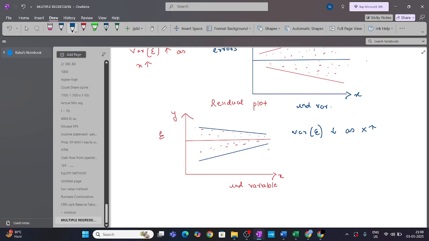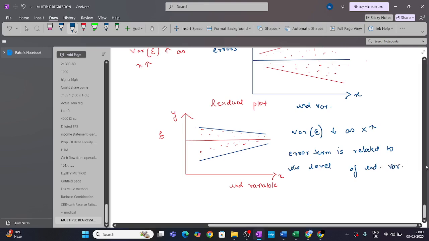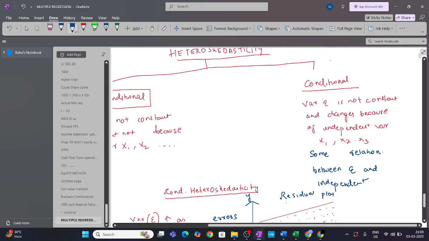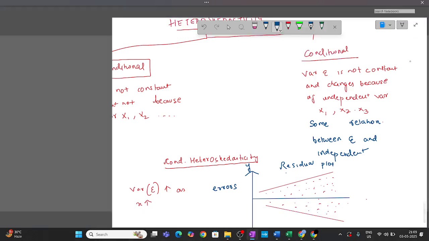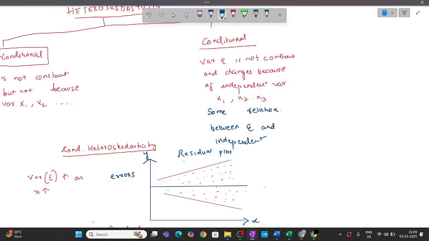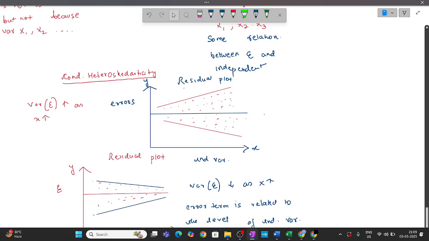So the error term is related to the level of the independent variable. So we'll write this down. Error term is related to the level of independent variable. Okay, guys, are we good? Have you understood this? All okay, guys? Any doubts? Yes, sir.